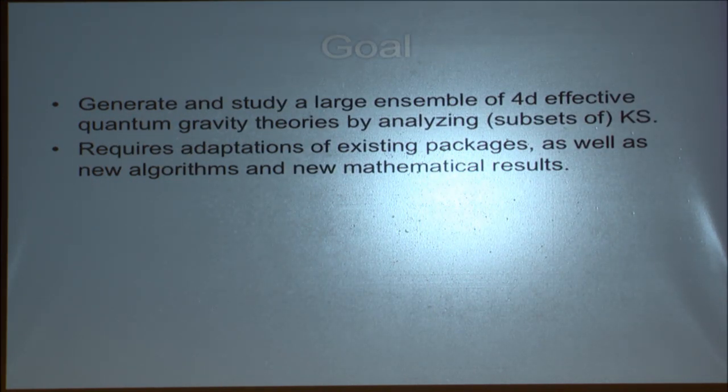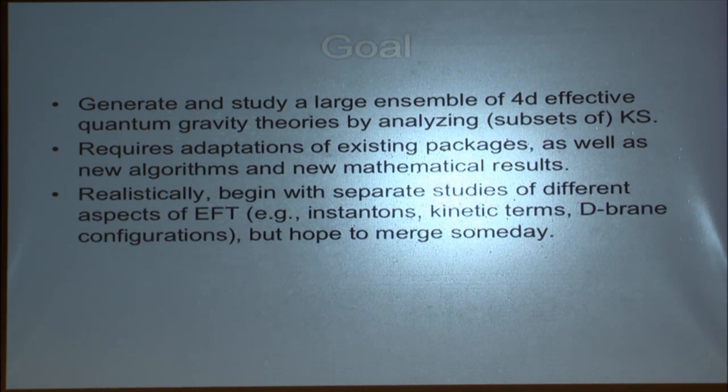So the goal is to generate and study a large ensemble of four-dimensional effective theories coming from quantum gravity by analyzing subsets of the Kreuzer-Skarke list. And this requires some adaptations of existing packages. So if you take publicly available packages, as I'll show you in a moment, you can't really analyze this data in any way. It's not only a software thing, actually some new mathematical results were needed.